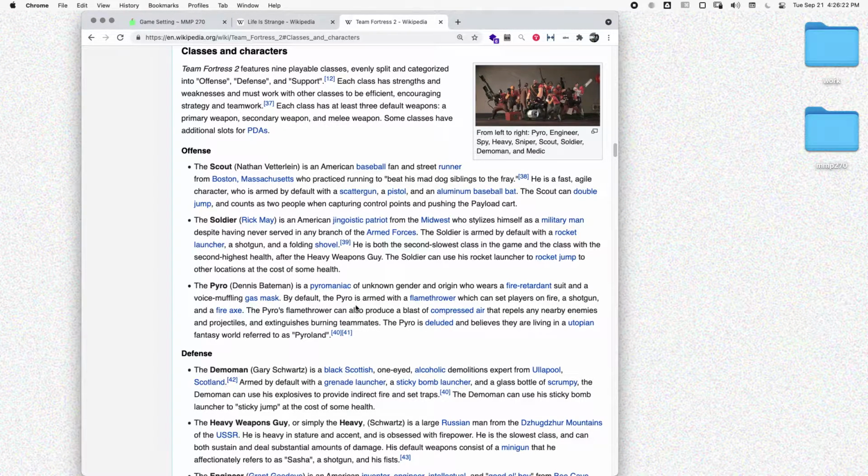Oh yeah, Pyro is armed with a flamethrower, which can set players on fire. Shotgun and a fire axe. Can also produce a blast of compressed air. Deluded and believes they are living in a utopian fantasy world.